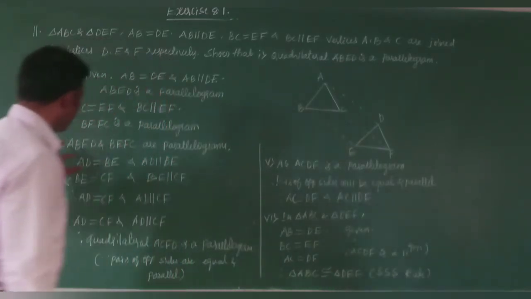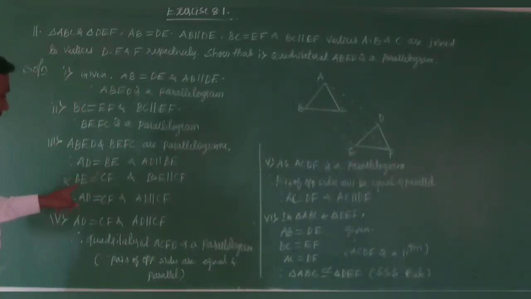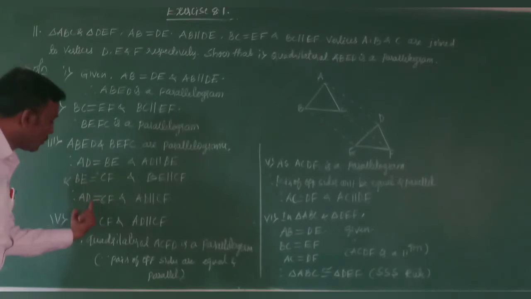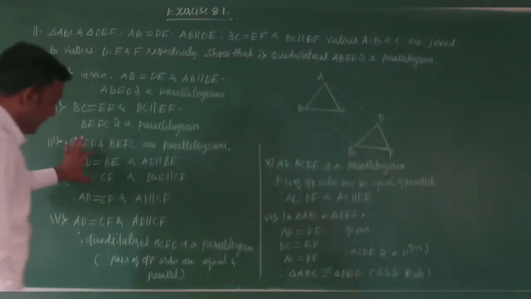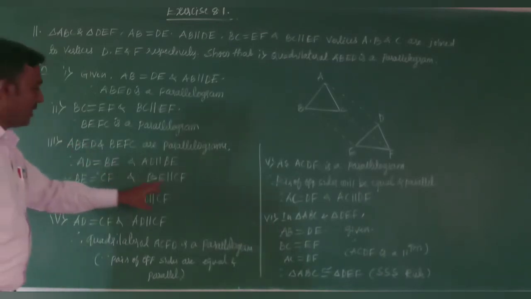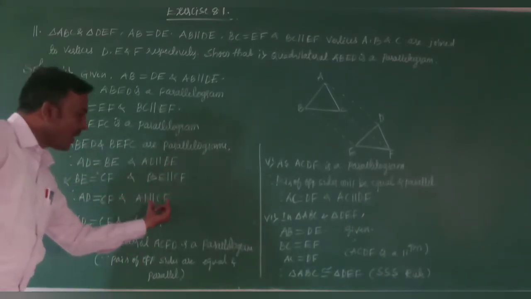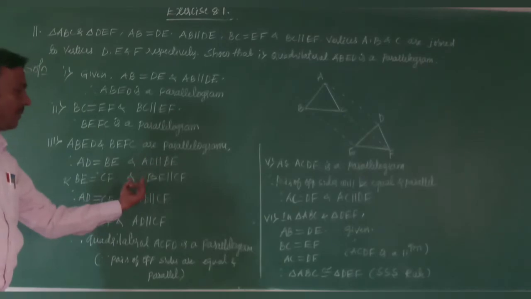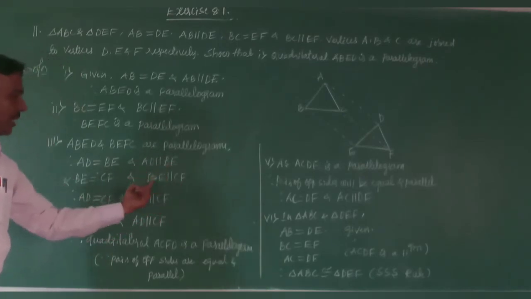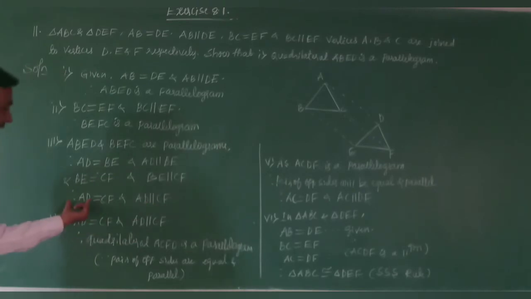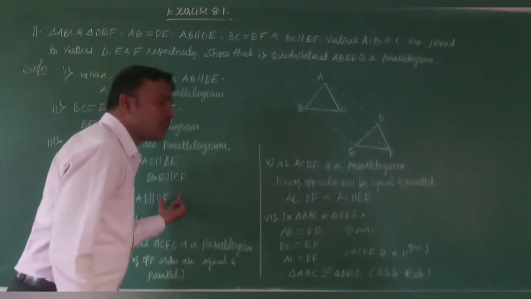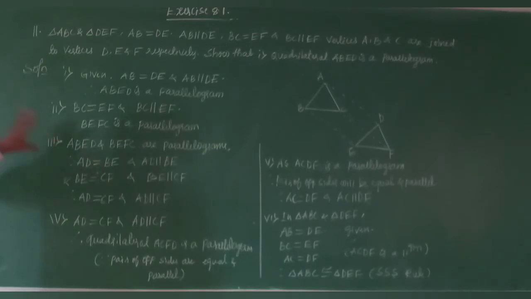It indicates what? AD is equal to BE and BE is equal to CF, so AD is equal to CF. By seeing these two, AD is parallel to BE, BE is parallel to CF, so AD is parallel to CF here. It indicates AD is equal to CF and AD is parallel to CF. This we need to prove in the third case.